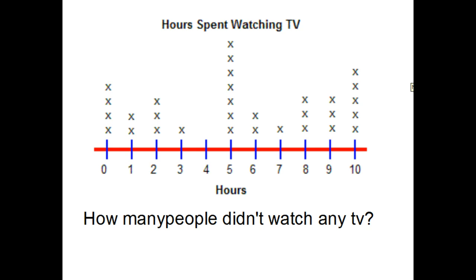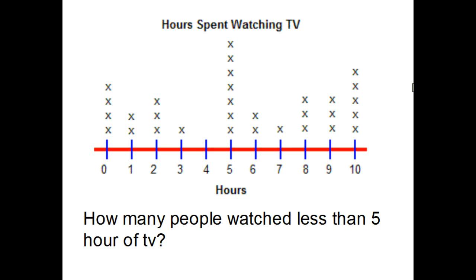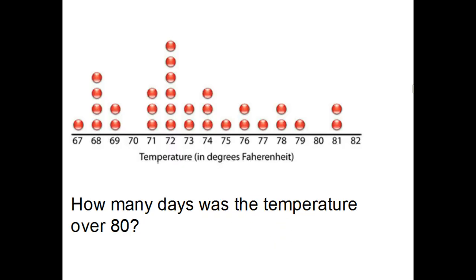How many people didn't watch any TV? So I'm looking on the bottom for the number that would mean you didn't watch any, which would be 0. And I want to know how many people. So 1, 2, 3, 4. 4 people did not watch any TV at all. How many people watched less than 5 hours of TV? Less than 5. So here's my 5 line. 5 doesn't count because it has to be less than 5. So everything on this side of 5, 4, 3, 2, 1, and 0 would work. So 1, 2, 3, 4, 5, 6, 7, 8, 9, 10. 10 people watched less than 5 hours.